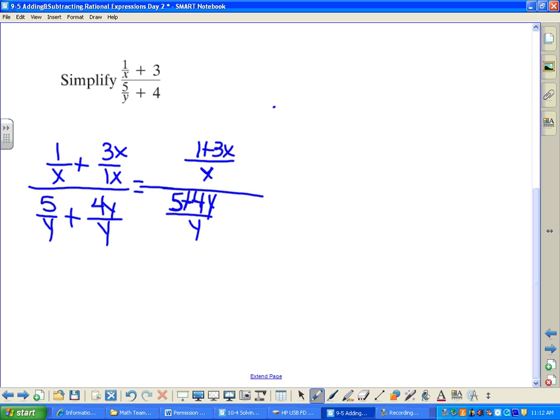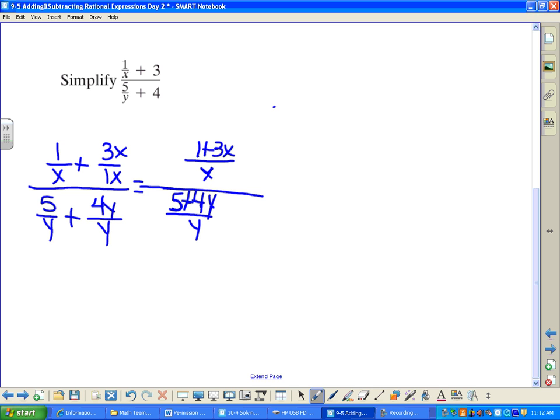Now, the reason I wanted to get a single fraction in the top and a single fraction in the bottom is because you should know that if you take a fraction divided by a fraction, how can you work with that? Multiplied by the reciprocal, right? We just did that a couple of days ago.